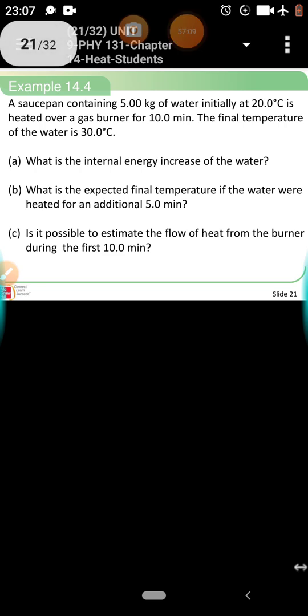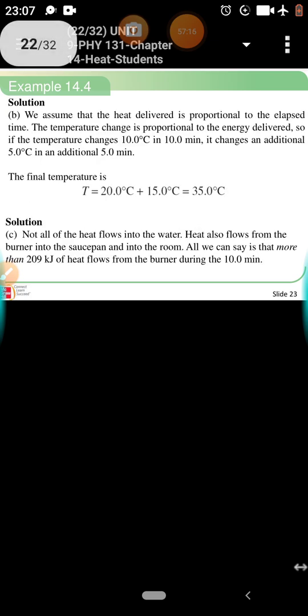Now, is it possible to estimate the flow of heat from the burner during the first 10 minutes? Not all of the heat flows into the water. Heat always flows from the burner into the saucepan and into the room. All we can say is that more than 209 kJ of heat flows from the burner during the 10 minutes.